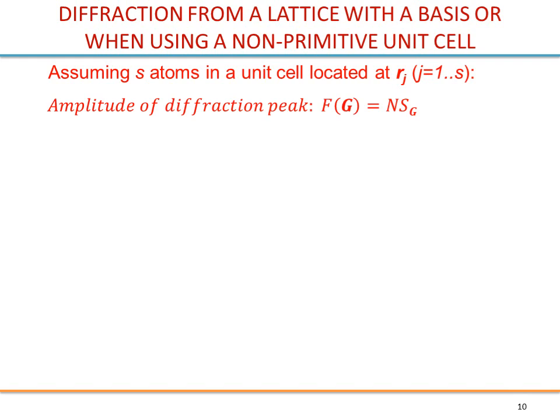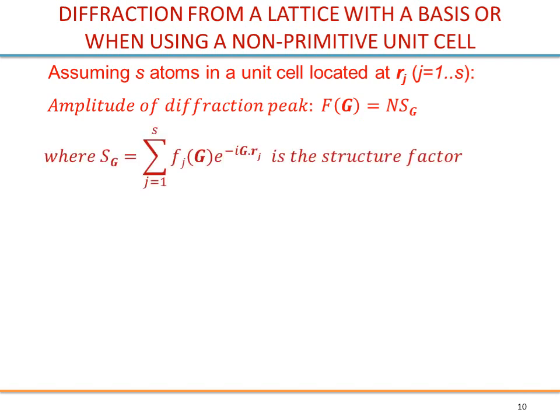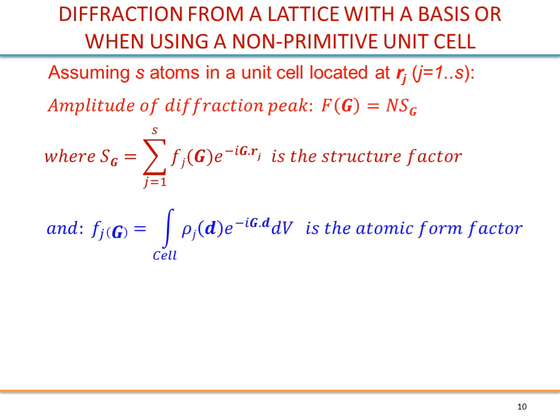So the amplitude of diffraction peak is F(G) equals N S(G). This is the structure factor, and this is the atomic form factor. So these are formulas, but they tell their story.